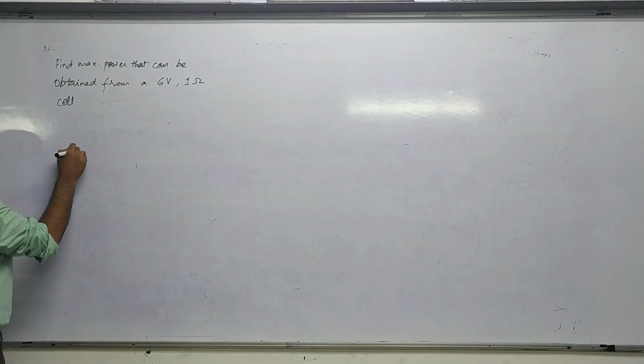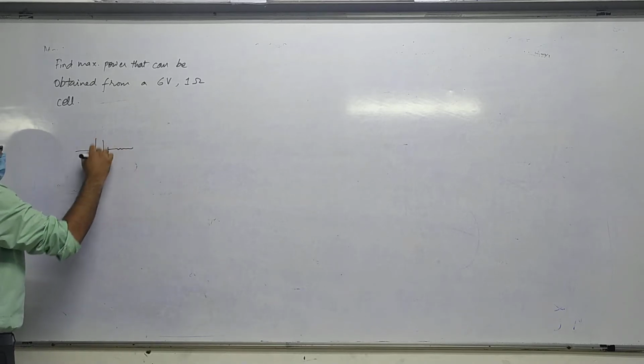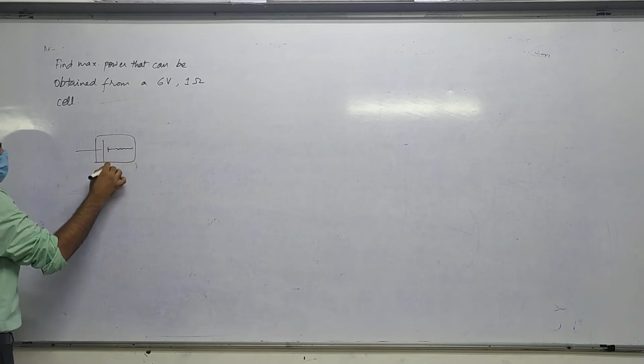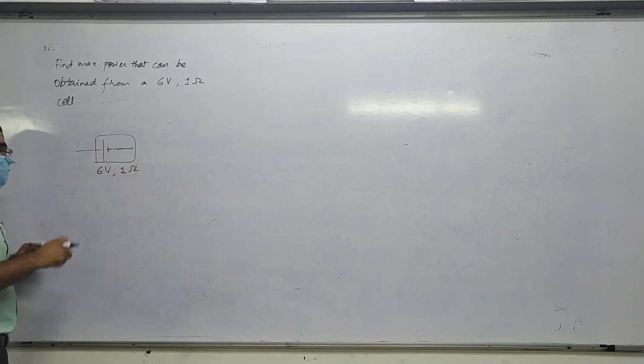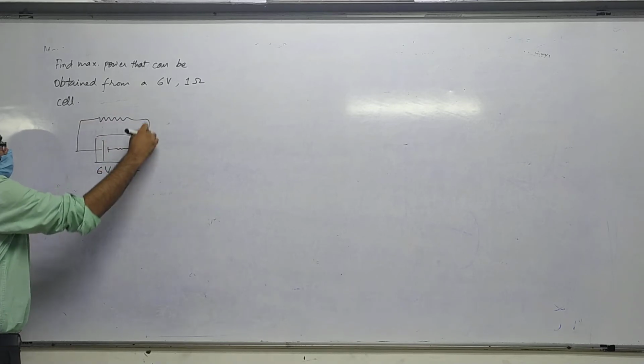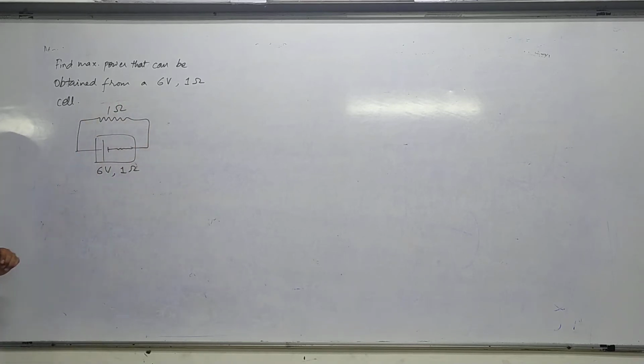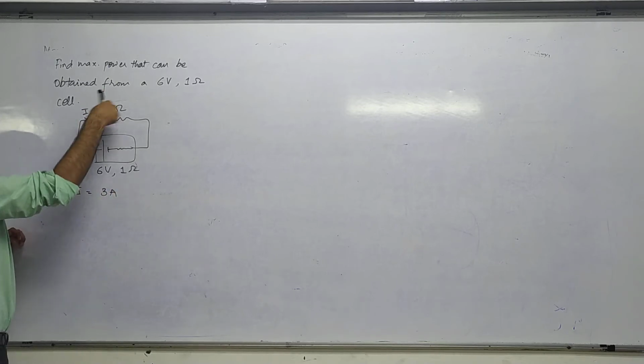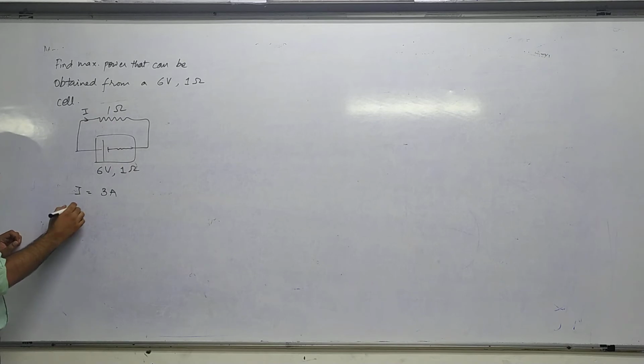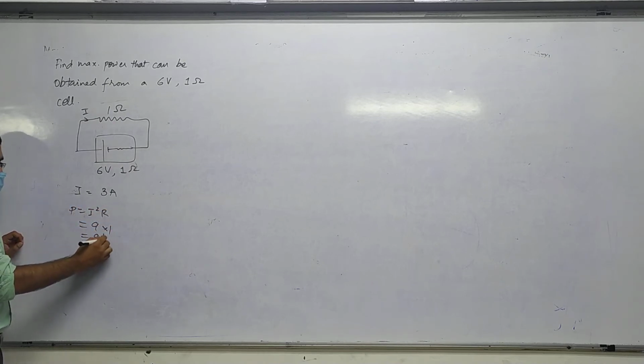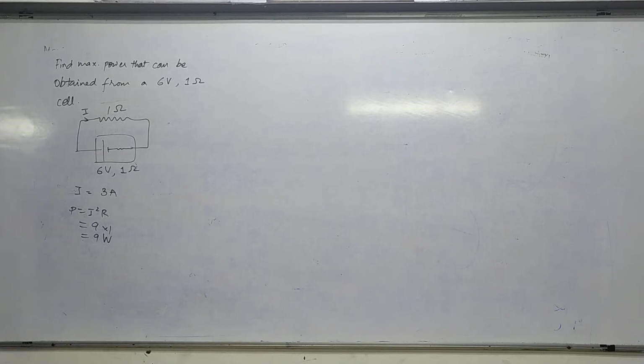Okay. Let's draw the circuit. To get maximum power, how much external resistance should be connected? How much external resistance should be connected? One. Is that clear? Yes. Now how much is the current? 3 ampere. Okay or not okay? The current here is 3 ampere. So how much power is given to this external resistance? P is equal to I square R, so 9 into 1. That is 9 watt. Clear or not clear?